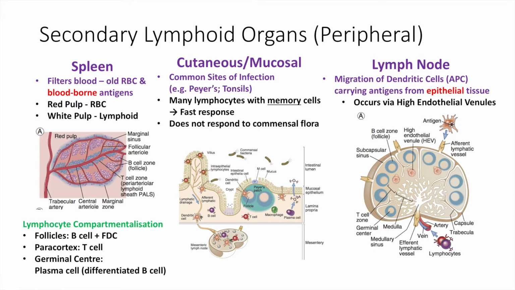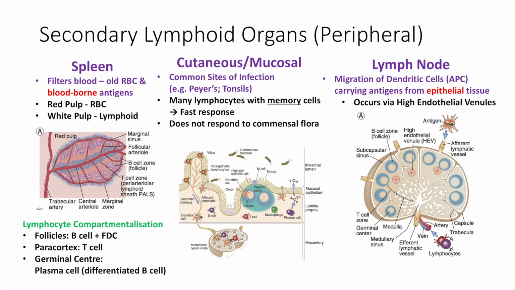However, in the body, there are many surfaces that are exposed to the environment and therefore can be common sites of infection. These include your GI tract, your mouth, and your skin. So therefore, you have things like Peyer's patches and tonsillar lymphoid tissue in some of these areas, so that your body can mount a fast response to any antigen that is presented within that area. It's important to note that they do not respond to commensal flora. This means that, for example, the Peyer's patches in the GI tract do not respond to bacteria that are part of the normal microbiome in the GI tract.